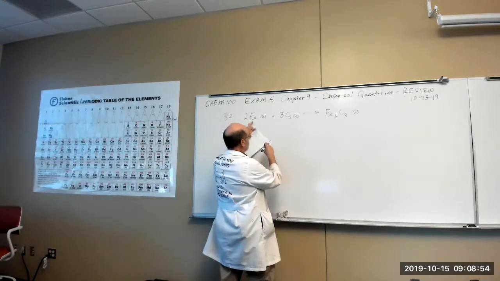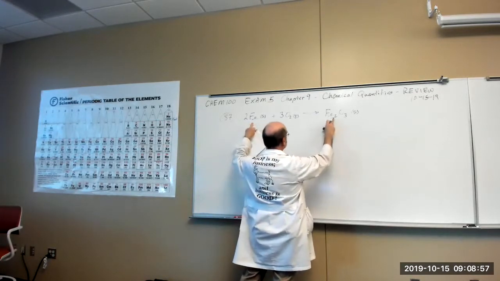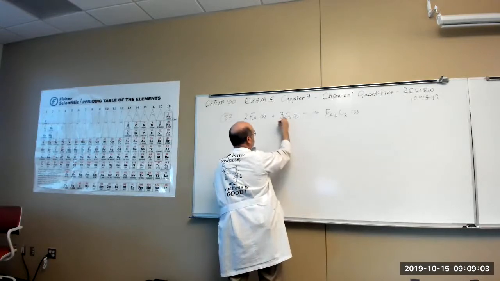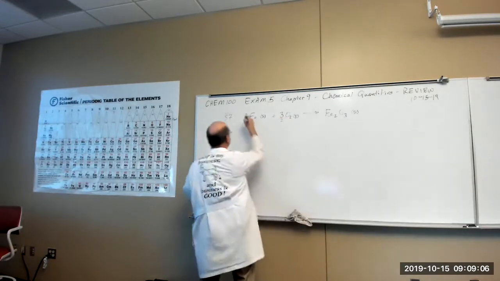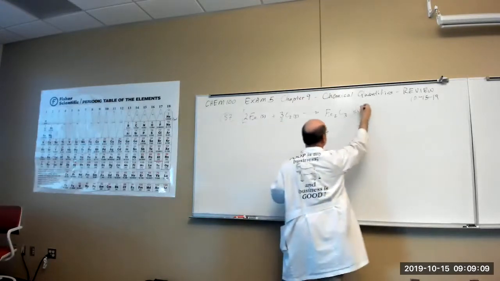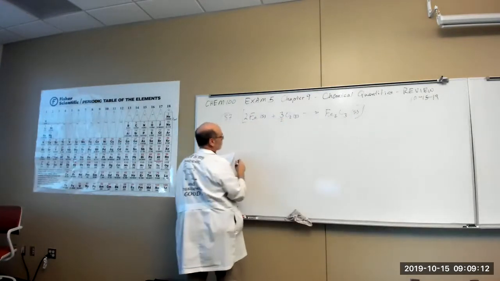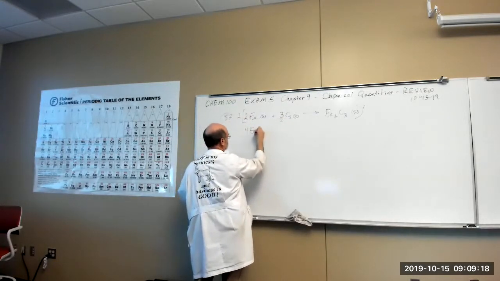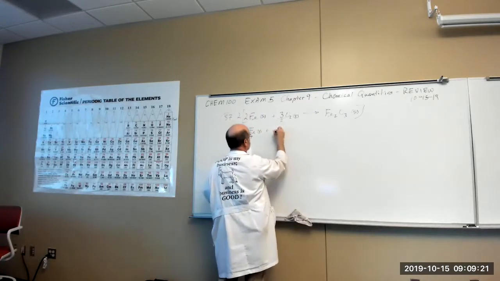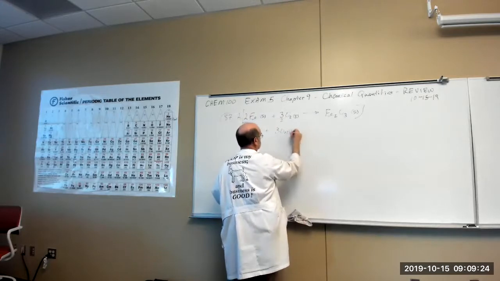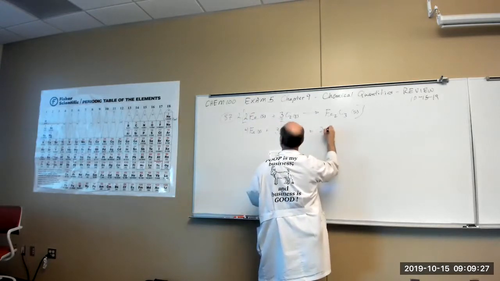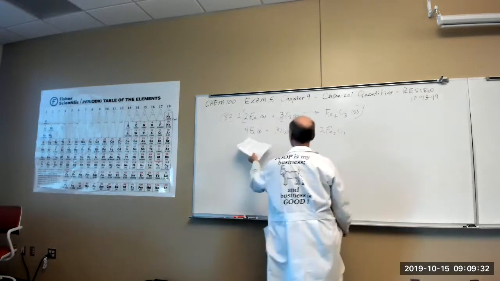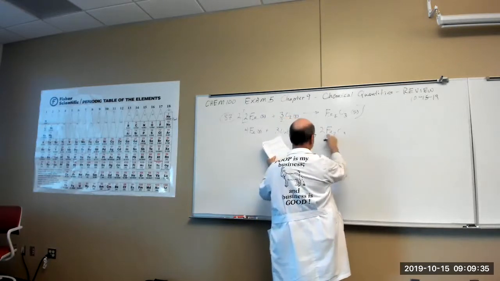So 2 irons, yeah, that's right. But we need 3 oxygens. Now we need to do this. Something tells me that answer's not going to be right. So 2, that's 4 irons plus 3 oxygens yields 2Fe2O3. 4 iron, 6 oxygen. Now we're balanced.